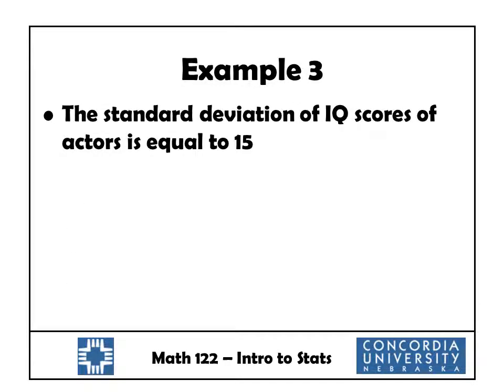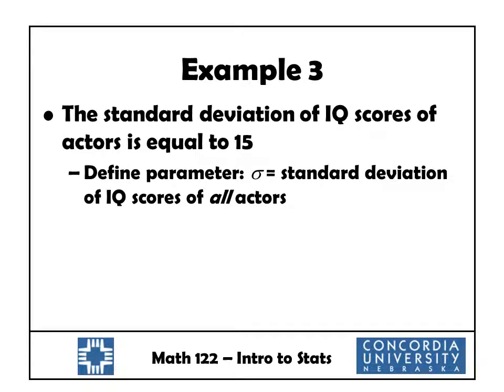So I've got a third example of setting up null and alternative hypotheses. The claim is that the standard deviation of IQ scores of actors is equal to 15. Now in this case we're making a claim about standard deviation, so our parameter is going to be sigma. It's the standard deviation of IQ scores of all actors. Again, we stress the word all there because it's a claim about the population of all actors, not just a few in a sample. So the claim is that sigma equals 15.